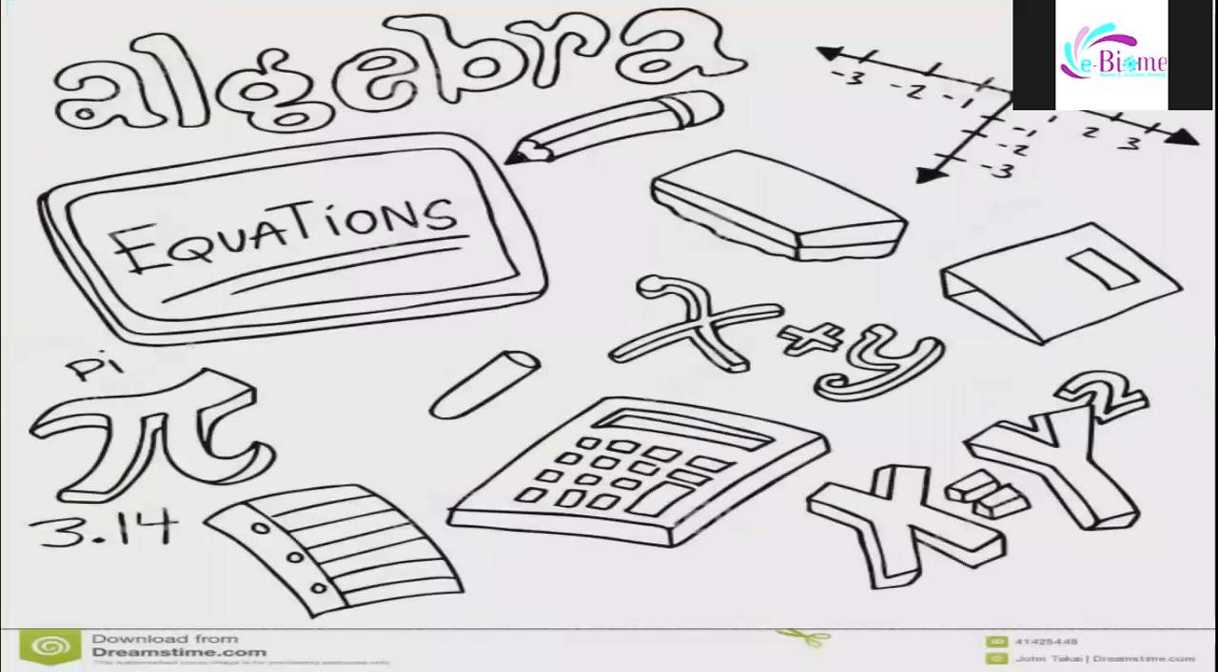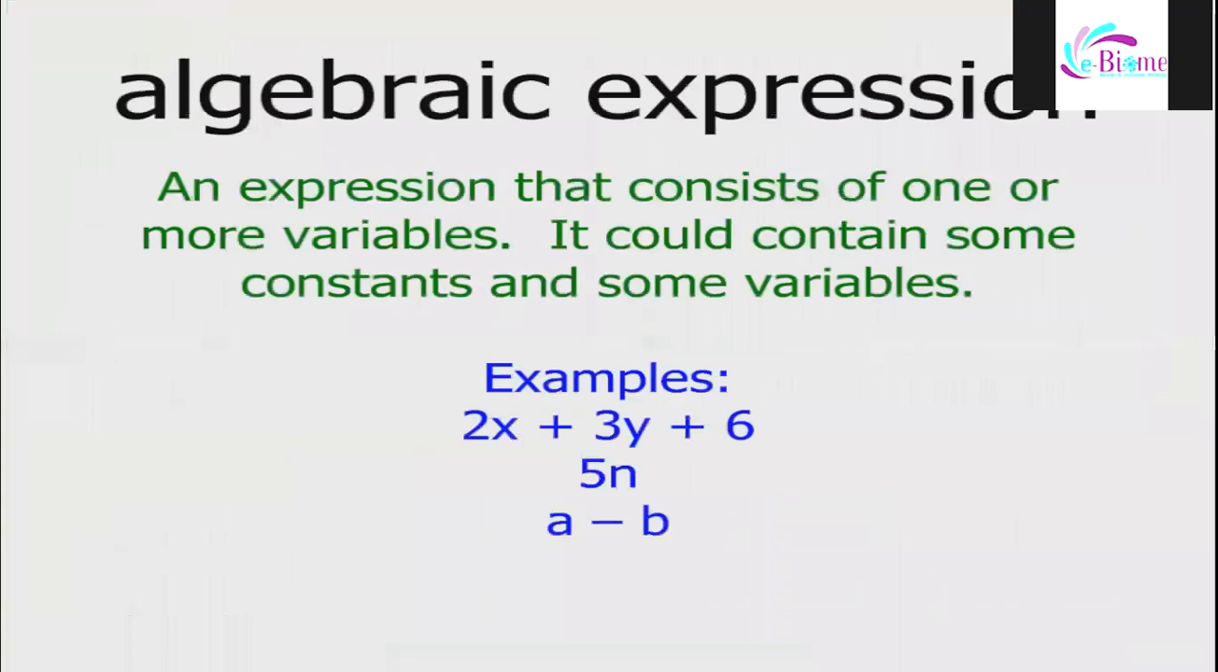Let's look at algebra. Algebraic expressions. So we're saying that an expression is one that contains one or more variables. It could contain some constants and some variables. Anyone know what a constant is?